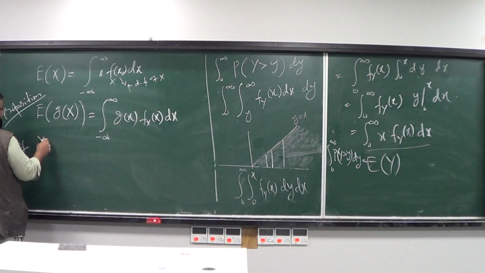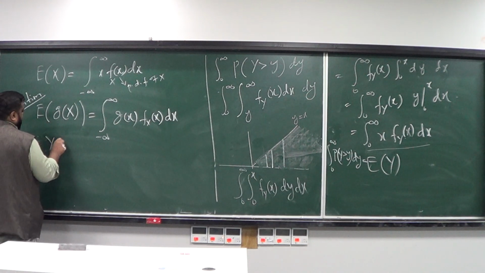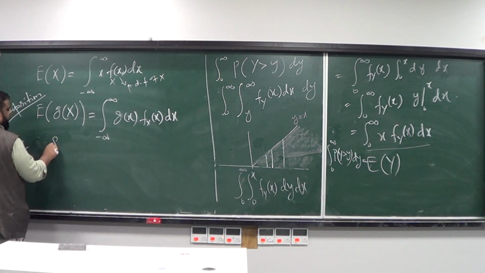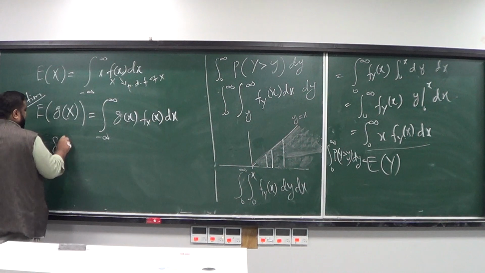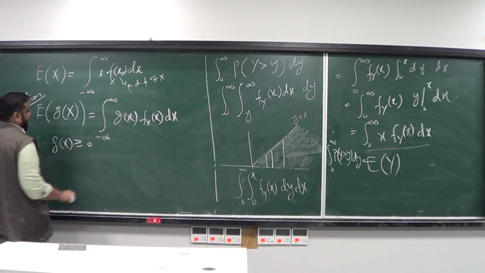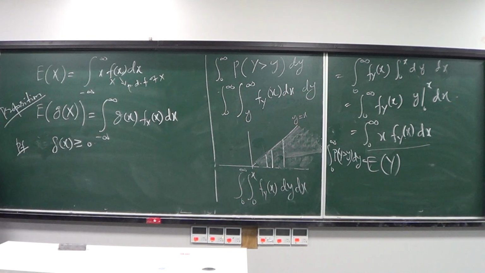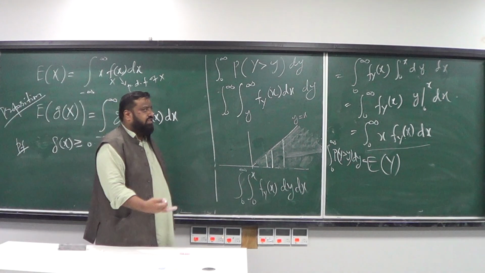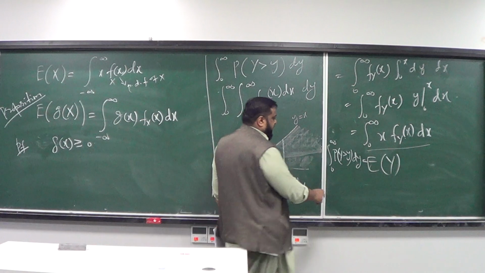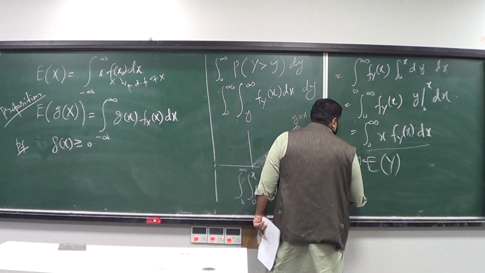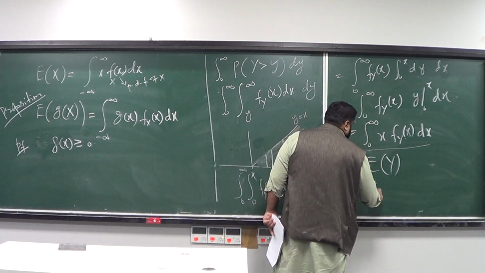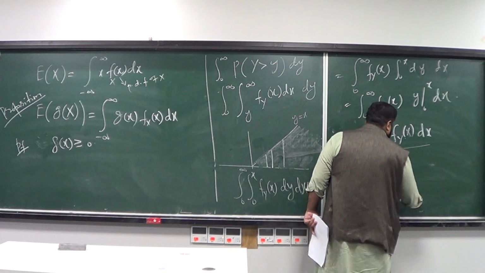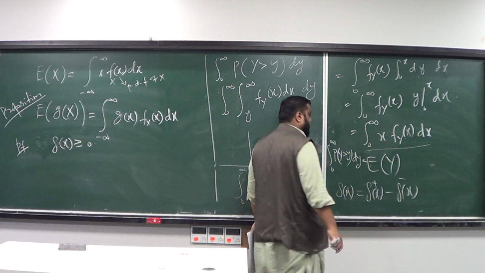I'll prove this result for the case when g is non-negative. In other words, g of x is non-negative. This is sufficient to prove because if you take a general function, you can write it in terms of the positive part of it and the negative part of it. So both are non-negative.